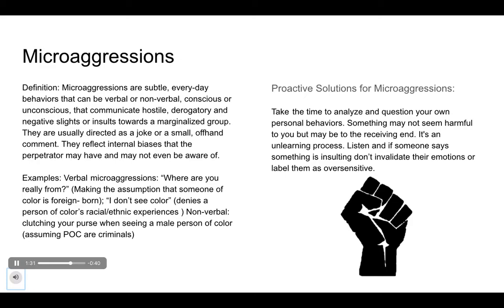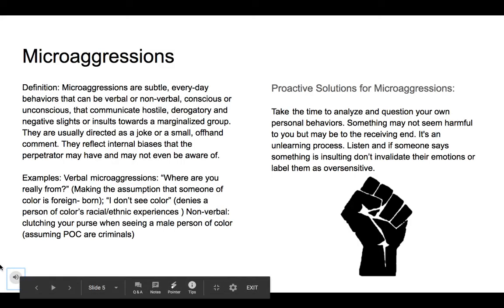So what are some proactive solutions that we can work on for our own microaggressions? First of all, take the time to analyze and question your own personal behaviors. Something may not sound or seem harmful to you, but maybe to the receiving end. It's definitely an unlearning process. So just remember to listen, and if someone says something is insulting, don't invalidate their emotions or label them as oversensitive. That's a sure way to repeat a microaggression, and definitely why they still exist in our culture and society.